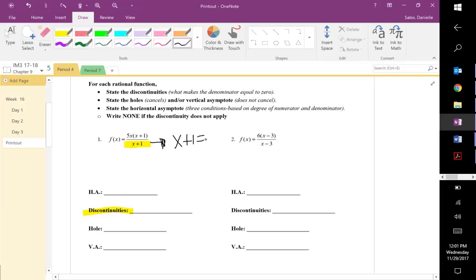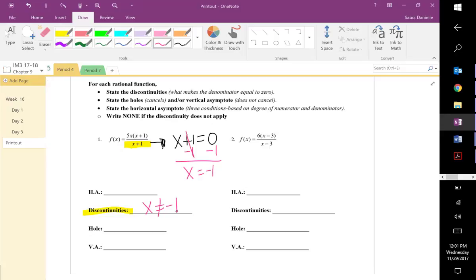-1. Look, listen. Even if you're not listening, you need to be quiet so that people can listen. Whenever you're looking for discontinuities, you're asking what makes the bottom 0. And that was -1. So that is right here. That's the first thing I do. I always look at the bottom. I see what my discontinuities are.